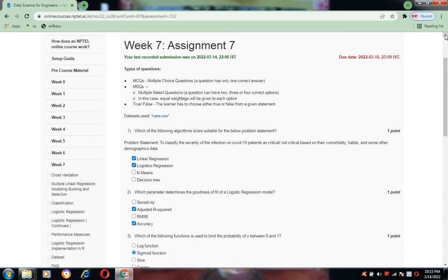First, what are the types of questions we are having? MCQs, MSQs, and true or false questions. The data set used here is cars.csv. So we will see the answers suitable for the questions number 1 to 7. Coming to question number 1, which of the following algorithms are suitable for the below problem statement? For this, the answers are considered as linear regression and logistic regression.